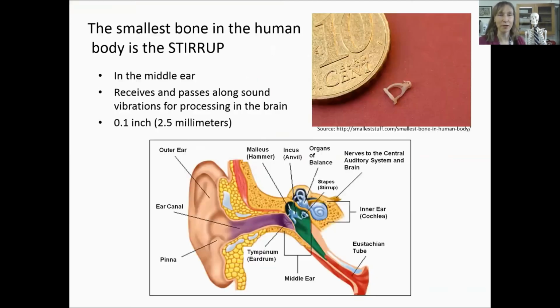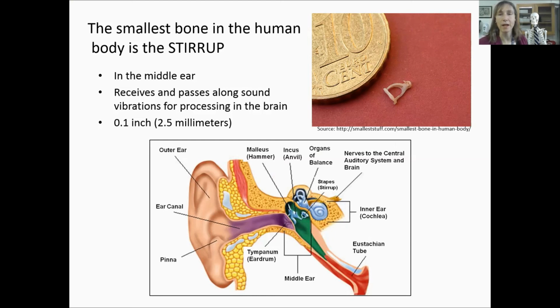And I imagine some of you do. It's called the stirrup, and it's deep inside your ear. So here I have a picture comparing it to a 10-cent euro coin, just to show you how small it is compared to a coin. And then can you find that same bone shown in blue deep in the center of the ear? It's in your middle ear, and it helps pass on vibrations for your brain to process. And it's very, very small, about 2.5 millimeters.